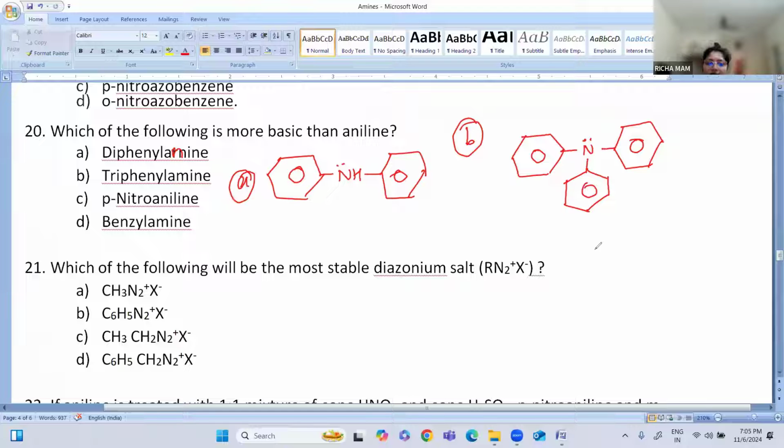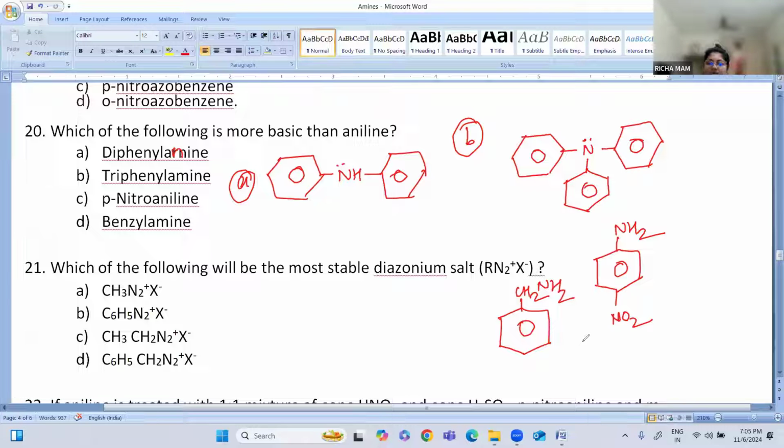Then para-nitroaniline. So this is our aniline parent compound, and at the para position with respect to the aniline, you have a nitro group. So this is para-nitroaniline. Next is benzylamine. Benzylamine is a CH2, the benzyl group, and amine. So this is benzylamine. This is C and this is D.